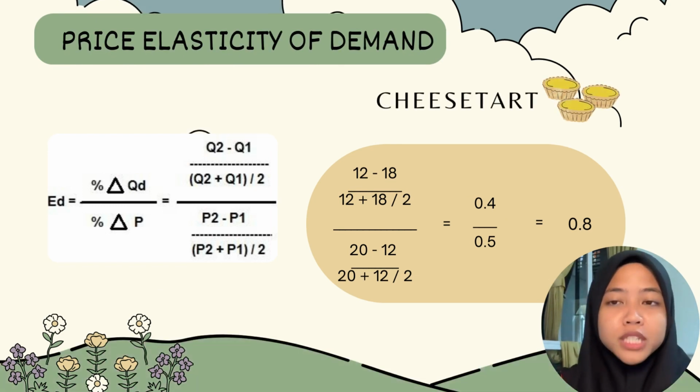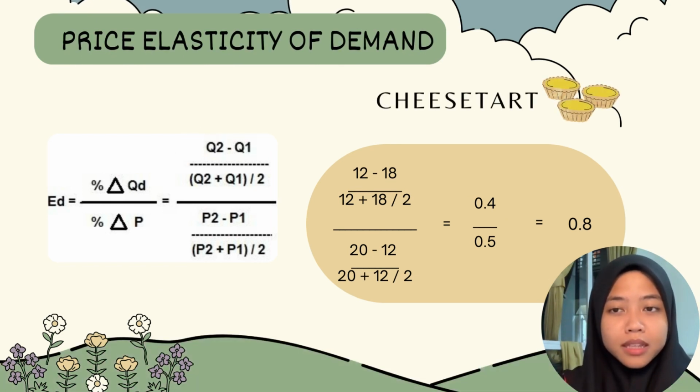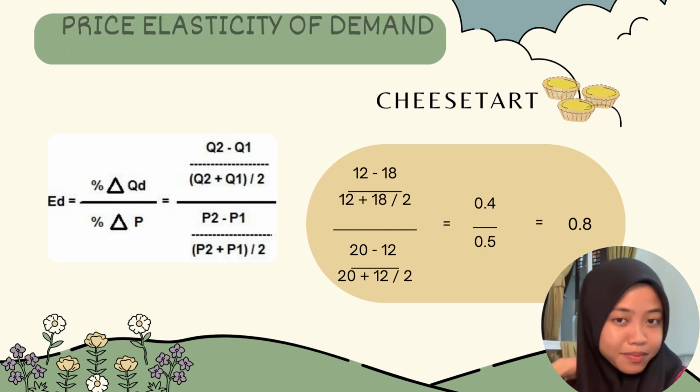So we move to cheese tart. 12 minus 18 over 12 plus 18 divided with 2, over 20 minus 12 over 20 plus 12 divided with 2. So equals to 0.4 over 0.5, equals to 0.8. So the result is inelastic.